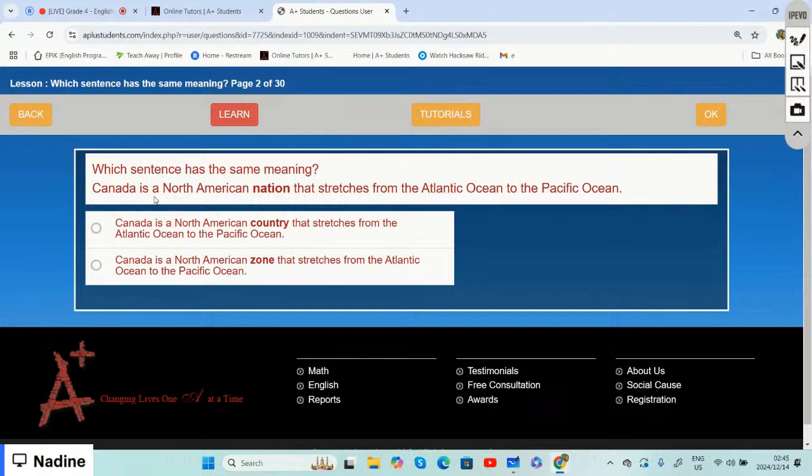Canada is a North American nation. So, nation that stretches over from the Atlantic Ocean to the Pacific Ocean. So, nation, another word for nation. Do we say Canada is a North American country, option one? Or do we say Canada is a North American zone, option two? Country or a zone?